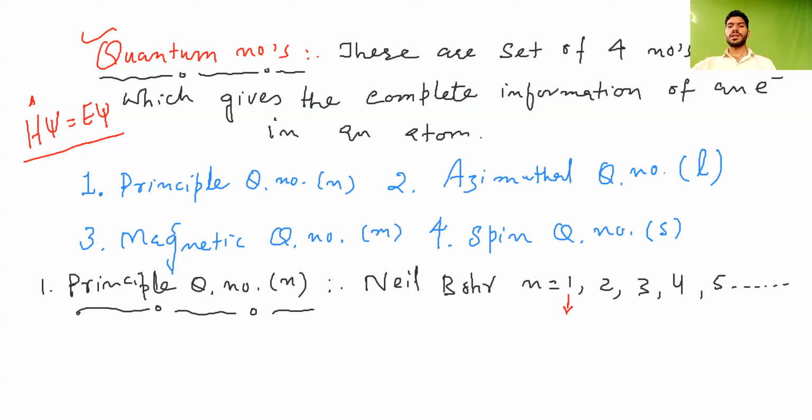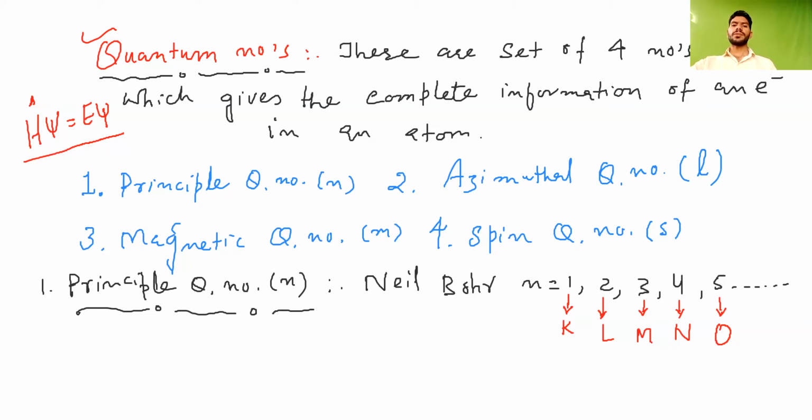That is your K. If the n value is 2, then it is your L. Similarly, if the n value is 3, then it's your M shell. If the n value is 4, that's your N shell. If the n value is 5, that's your O shell. And if n is 6, then it will be P. After that, it is in alphabetical order, that is N, O, P, Q, R, etc.